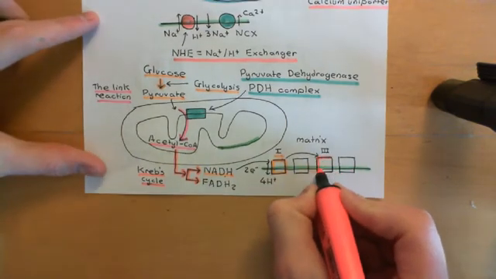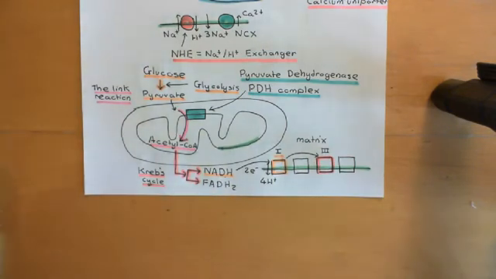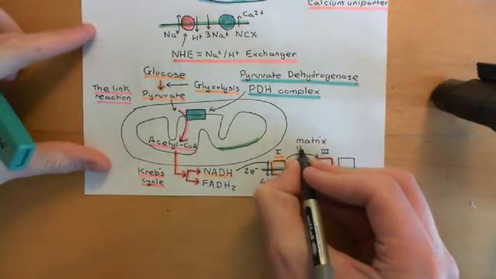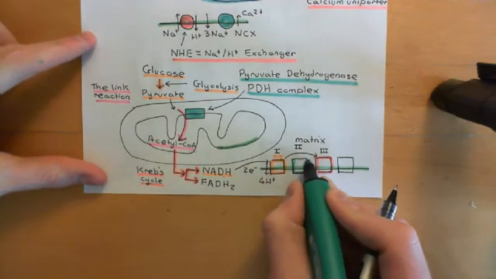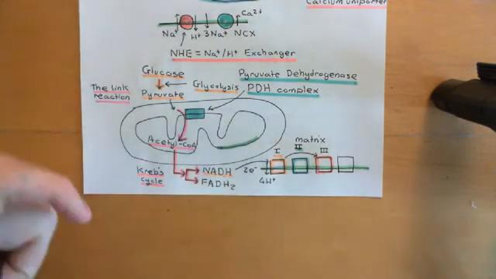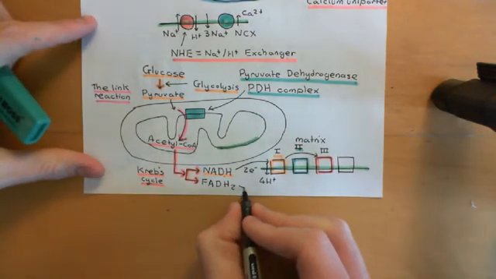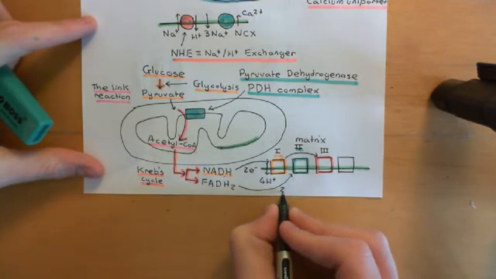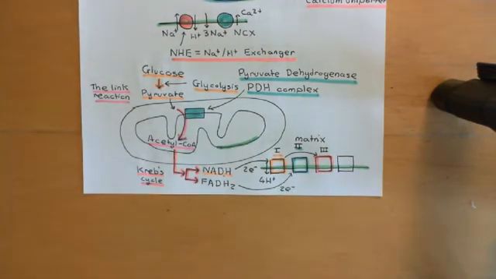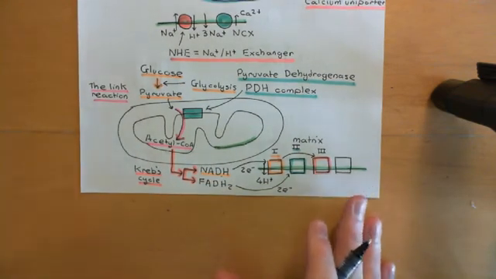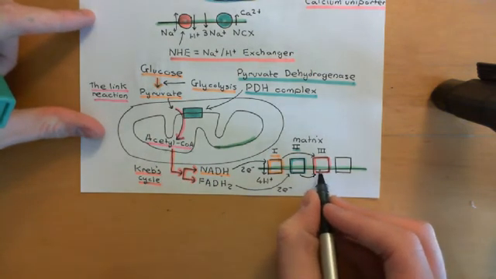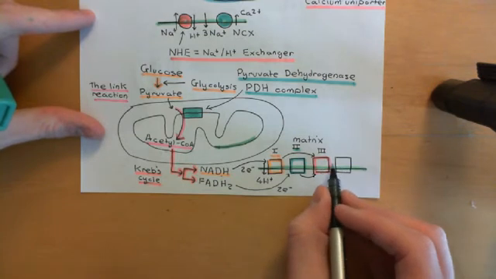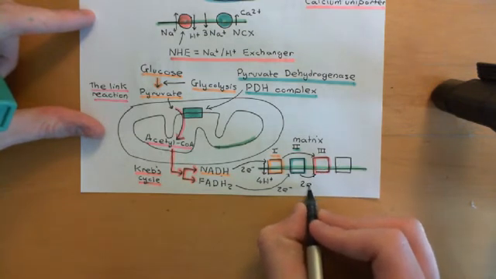What I want to move on to now is talking about where reduced FAD is going to give its electrons to, which is complex 2. Reduced FAD, unlike reduced NAD, gives its electrons to complex number 2 here. NAD doesn't involve complex 2 at all. So reduced FAD is now going to give its 2 electrons to complex 2 here. Now complex 2 doesn't actually pump any protons on its own. It just passes the 2 electrons on to complex 3, which will then pass them on to complex 4, and complex 3 and complex 4 are going to pump protons.